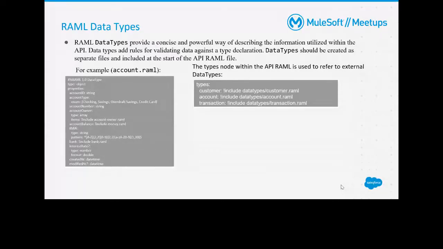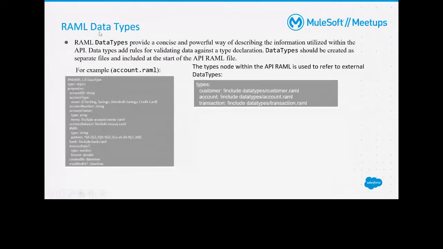and each field has some kind of data type, right? So if you want to ensure that whenever I get a request, it matches the proper data type, like whether a required field is available or not, whether the email ID is in the correct pattern or not, in that case, you can define a RAML data type. So RAML data type basically adds the rules for validating the data against your type declaration.